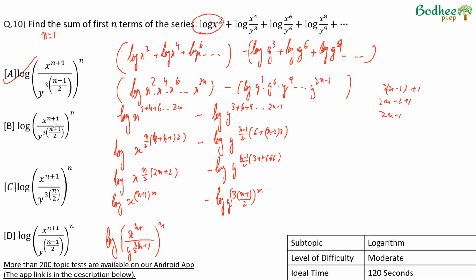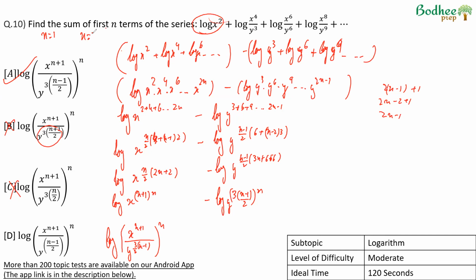Here, if we put n as 1, we'll get n plus 1, 1 plus 1, 2 upon 2, 3. So we'll get y cube in the denominator, which is not true. Similarly, if we put n is equal to 1 here, we'll get y raised to power 3 by 2, which is not there in the first term. So this is also not true. We are left with A and D because n minus 1 here also will become 0.